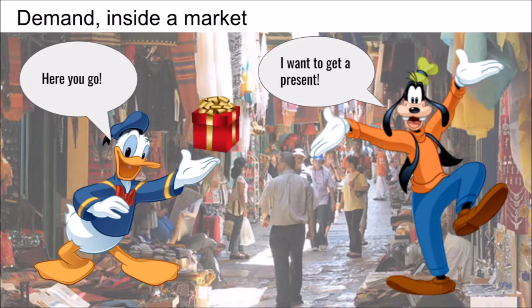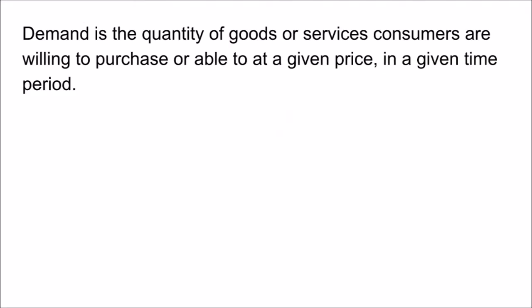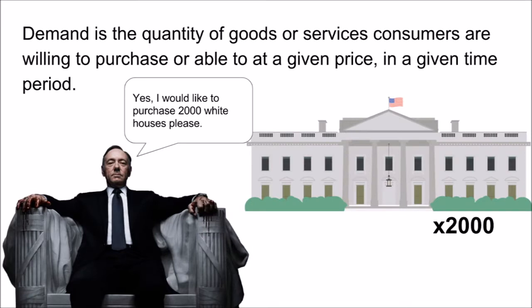Let's go. So, a market is where sellers and buyers come together to make a transaction. In demand, we will be looking at the buyer side of the market: consumers, basically. Demand is the quantity of goods or services consumers are willing and able to purchase at a given price in a given time period. For example, let's say the price of a particular house is $200,000, and the demand for these houses is 2,000 units. This basically means that 2,000 people are willing and able to buy these houses at $200,000 each.